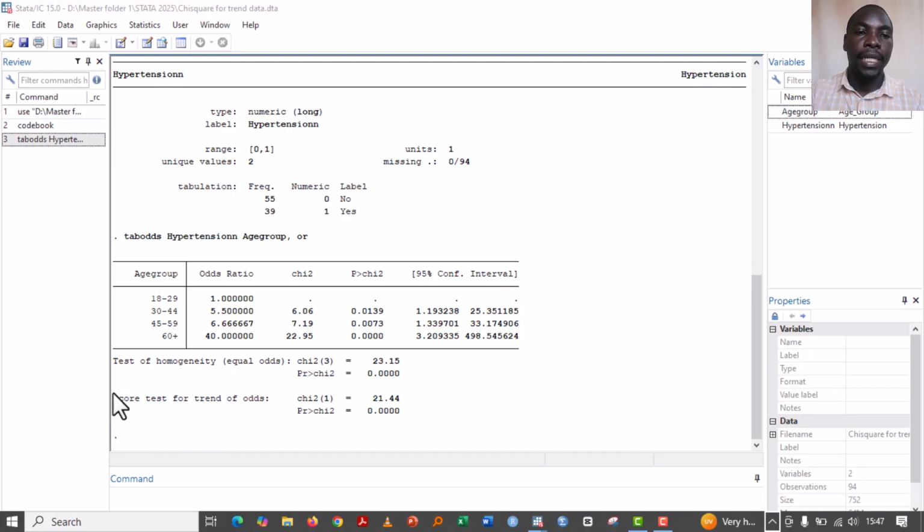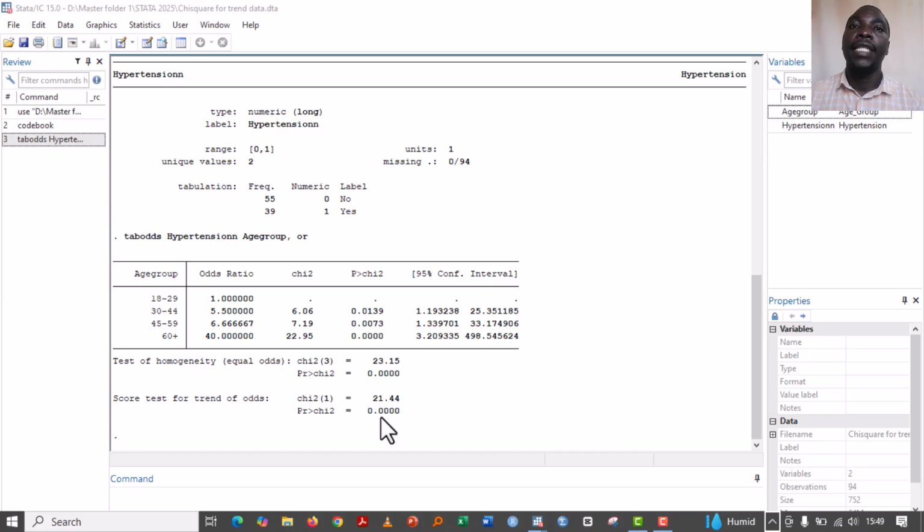But here we are interested in the score test for trend of odds. That's the chi-square test for trend. We have the chi-square value and then the p-value, which is statistically significant. So this statistically significant value tells us that the odds of having hypertension systematically change across the different age groups. And this systematically change, in this case, systematically increase as you move from one age group to the other.